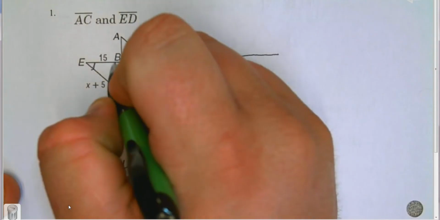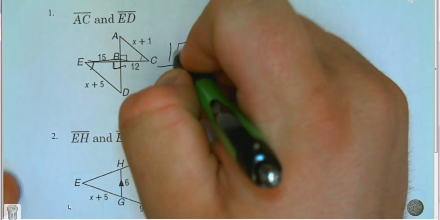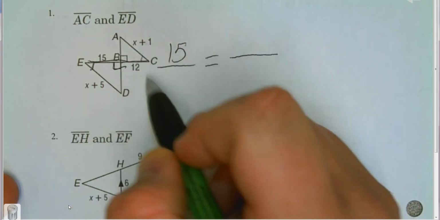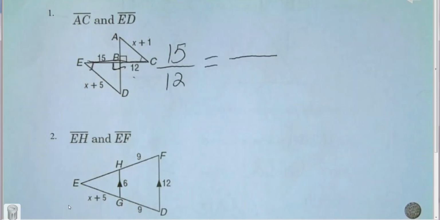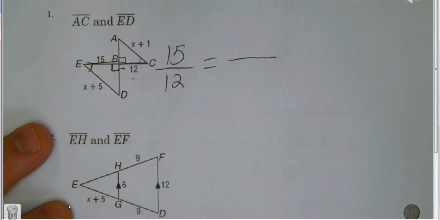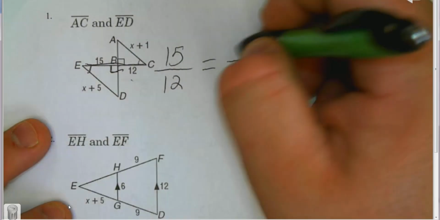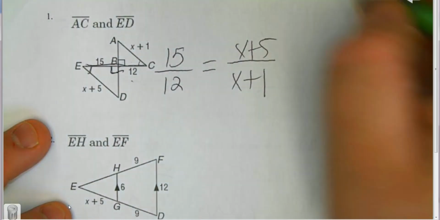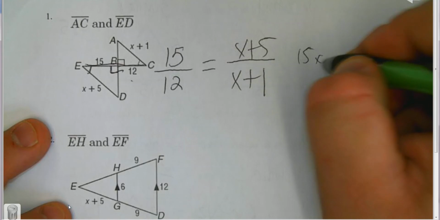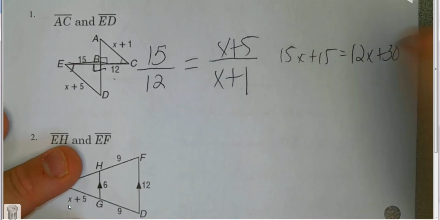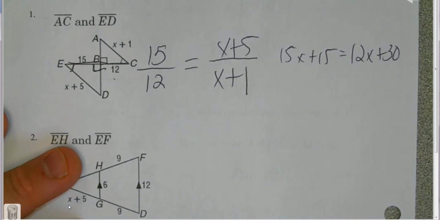In between the small angle and the right angle, there is a length of 15. On the smaller triangle, in between the right angle and the acute angle, there is a length of 12. There is my base ratio, 15 to 12. And so I can say 15 over 12 is equal to x plus 5 over x plus 1. Then I can cross multiply and use this information to solve for x.